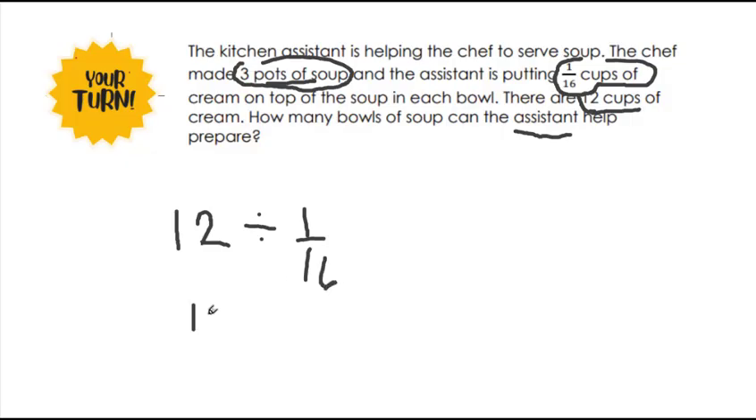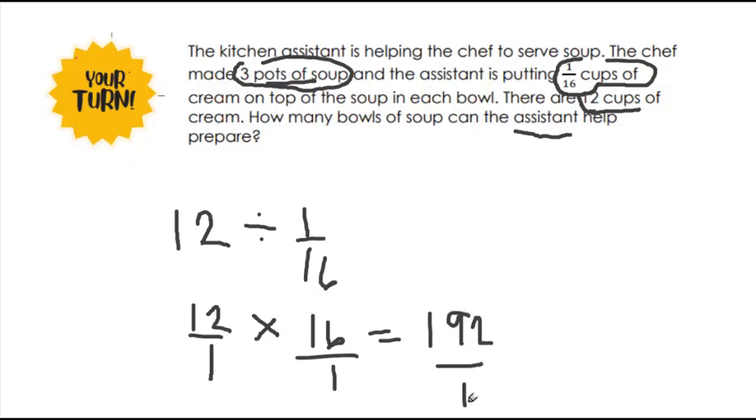Again, we're going to keep, change, and flip. When you multiply across, this is 192 over 1. So the assistant can help with 192 cups of soup.